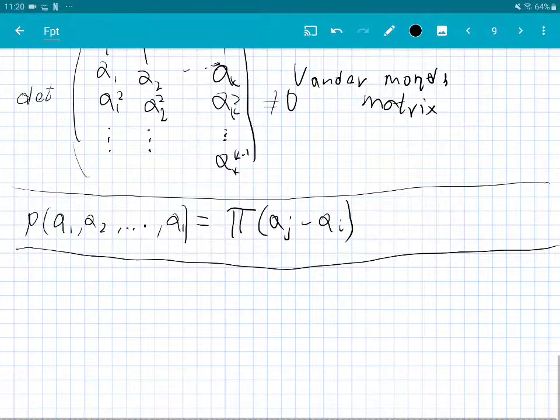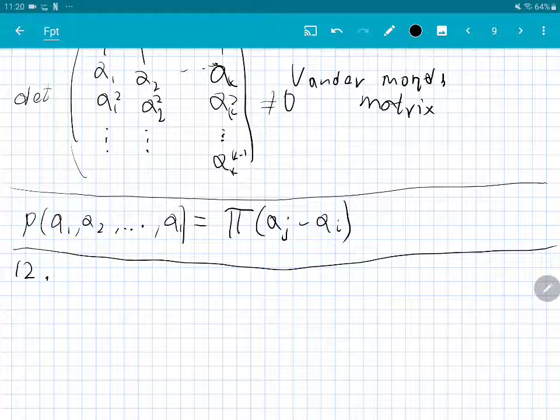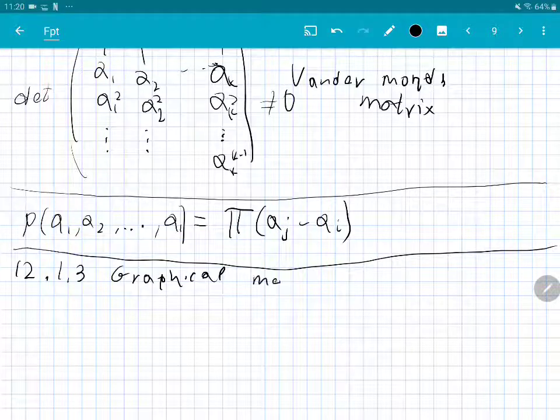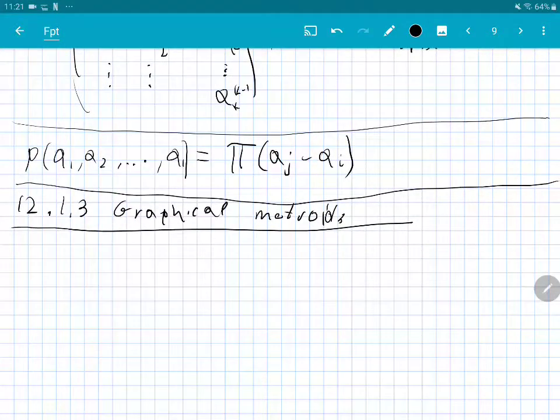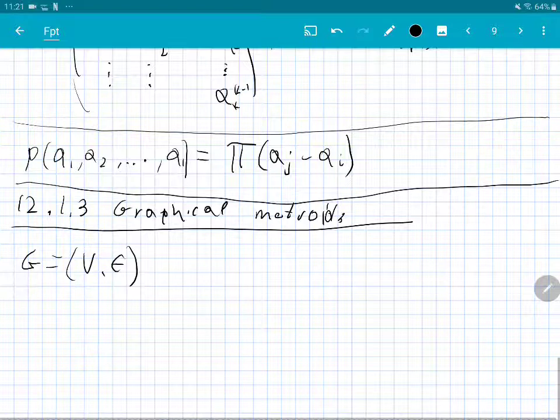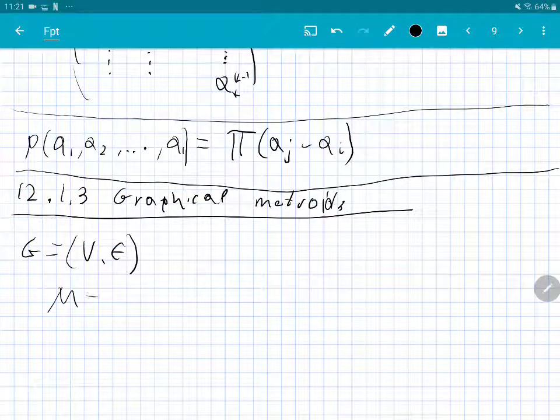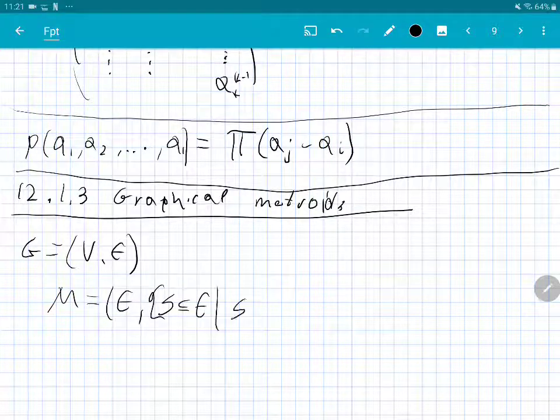Okay, next stop is graphical matroids, which we in fact already discussed. So what are graphical matroids? Well, we already said what they are essentially. We have a graph with vertices and edges, and we build a matroid over the edges, where a subset S of the edges is independent if S is acyclic.